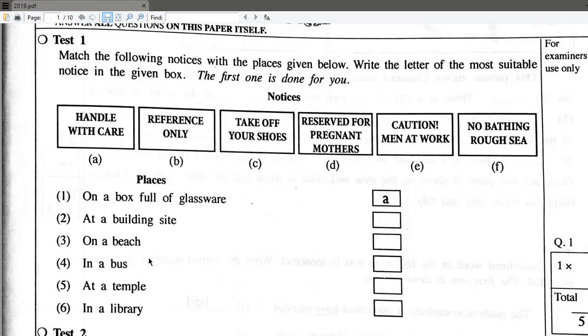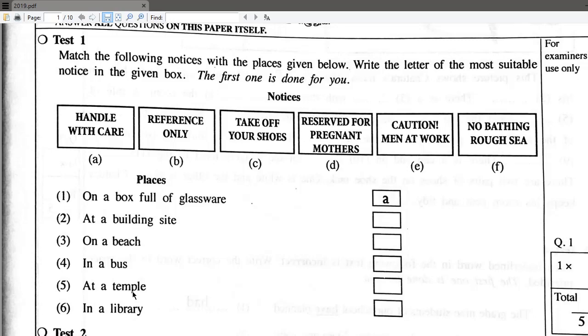Now, remember, my dear children, you can argue on a beach. Sometimes you take off your shoes and go and play on the beach. It's completely all right. But did you read the question first? It says most suitable. When you say most suitable, it should be most appropriate. So remember that as well. So in this case, it means on a beach is not suitable, but rather at a temple.